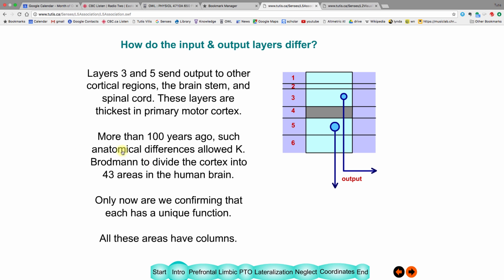And a fellow by the name of Brodmann, about 100 years ago, looked at the brain and saw these changes in thickness from area to area. So the change from V1 to V2 occurs when layer 4 suddenly reduces in thickness. So Brodmann could tell this was a different area. And he went along and divided the brain up into 43 different functional areas.